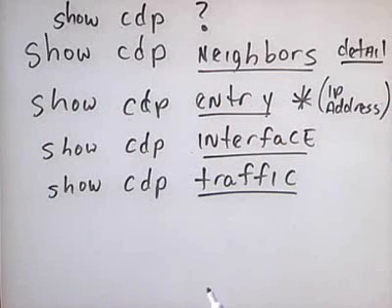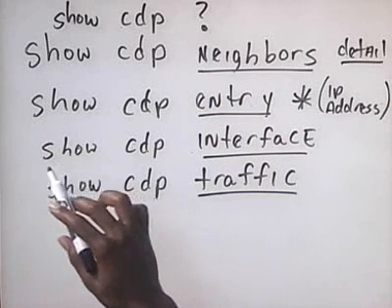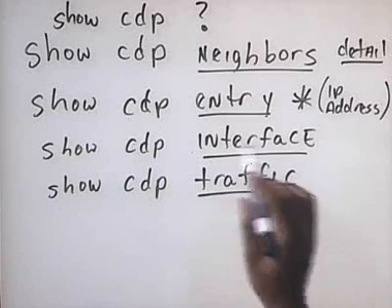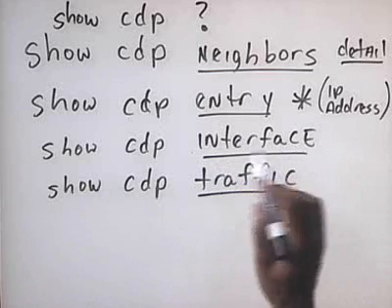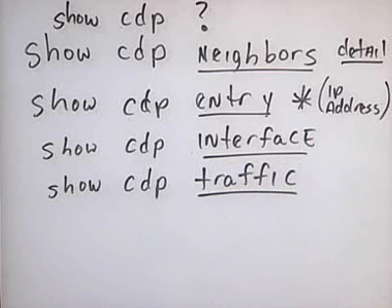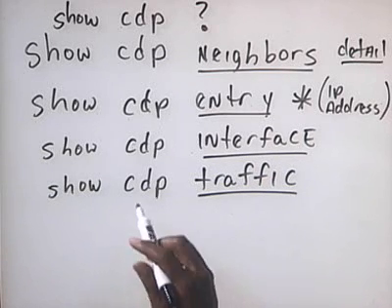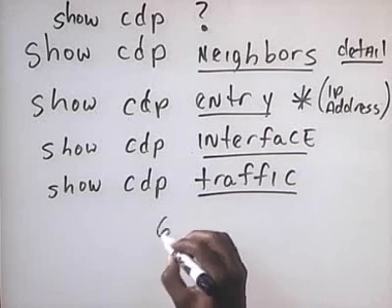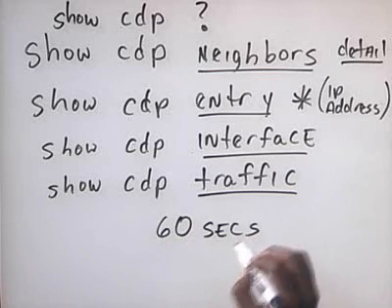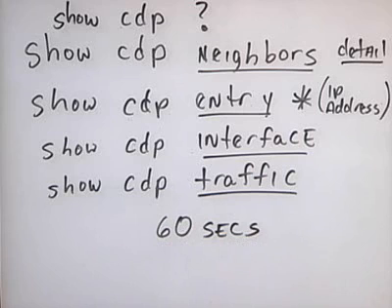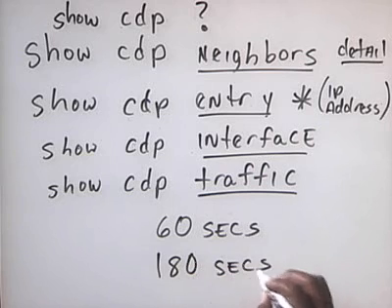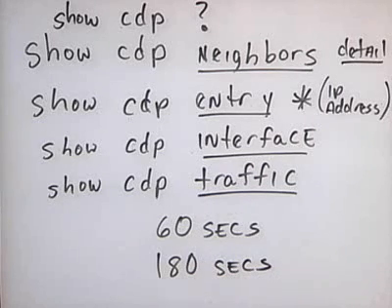To see which interfaces are participating in CDP on your local router, show CDP interface. This shows the interfaces along with the statistics, the outgoing and incoming CDP packets for that particular interface. The show CDP traffic command shows the update frequency, how often the CDP packets are being sent, and also the hold time. The default is going to be 60 seconds for the update frequency. Every 60 seconds CDP packets are sent out, and the hold time to keep an entry in the table would be 180 seconds, or 3 times the update interval.